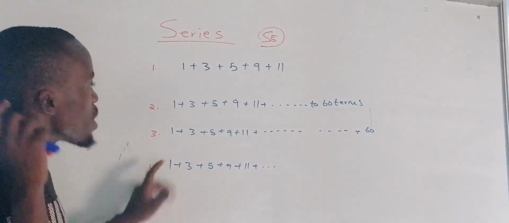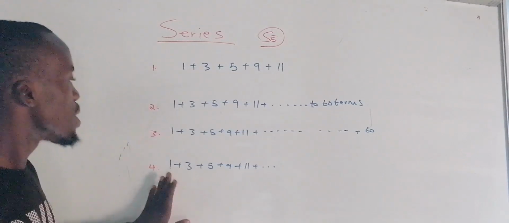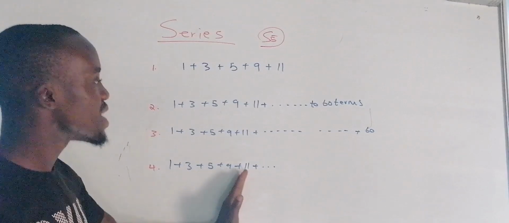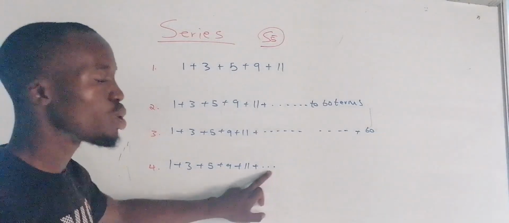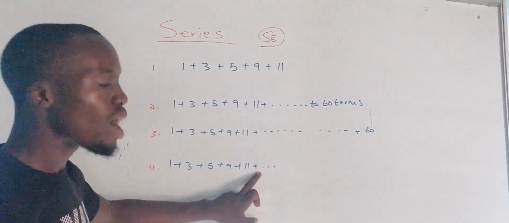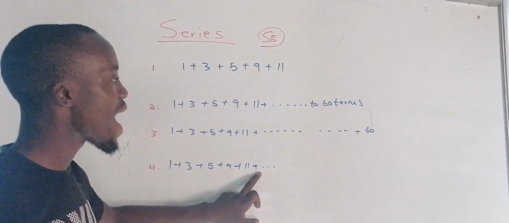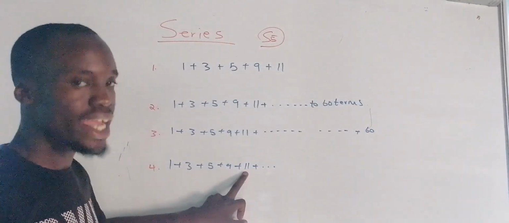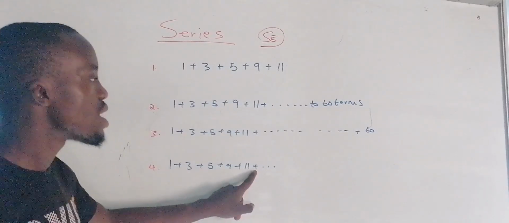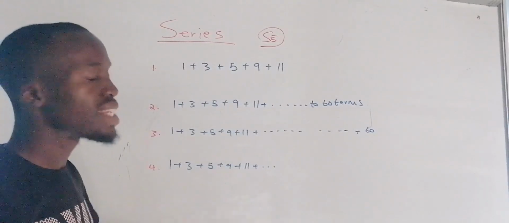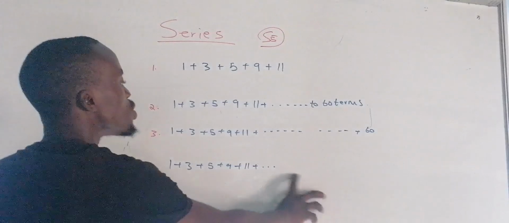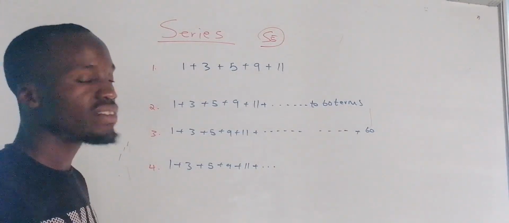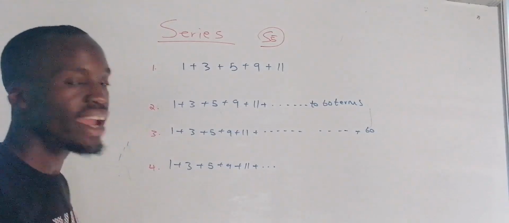Then here, number 4, I'm going to show you this. Here, they added 1, they added 3, they added 5, they added 9, they added 11. Then there's a plus there and these 3 dots. They're telling us that the numbers that are added are continuing, and 11 is not the last term. It is not the last term because there was a plus sign. It tells us that the numbers are continuing, or they are adding other numbers after 11, meaning that we do not have the last term.